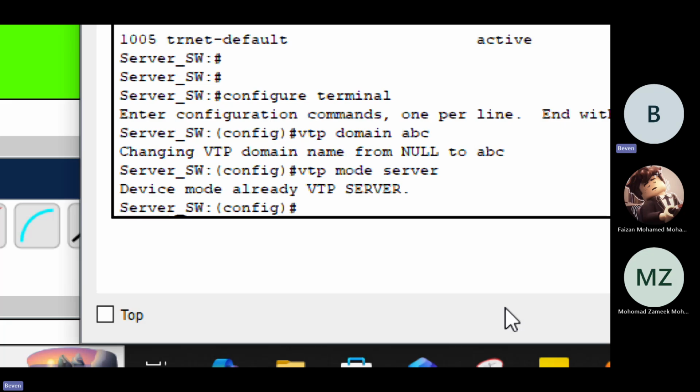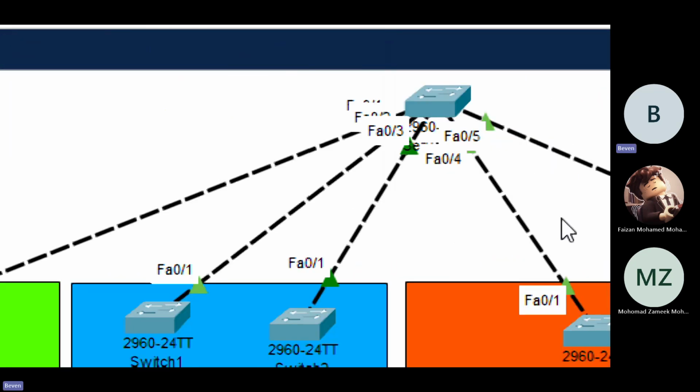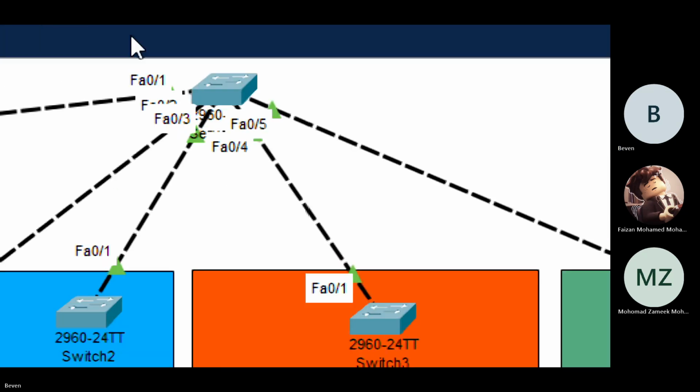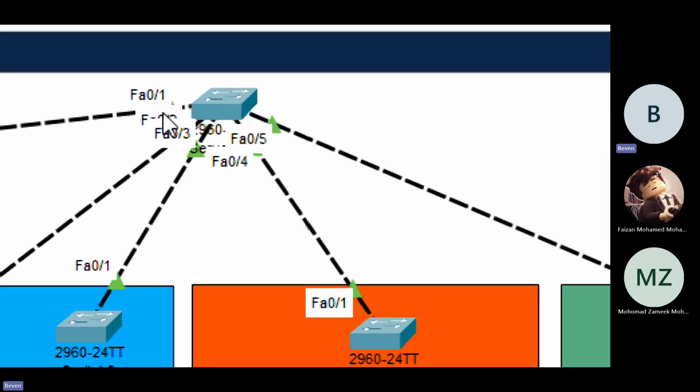So for that, what we have to do is identify the port number that we have used, right? The port number that we have used is FA0/1. We have used FA0/1 here. Then apart from that, we have used FA0/2, 3, 4, all the way up to FA0/5.